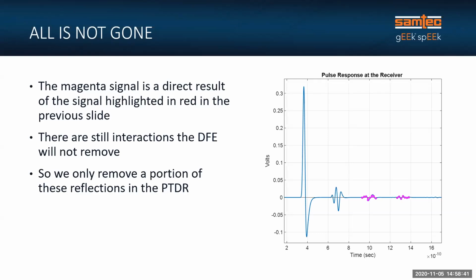And one thing to notice is, look at the size of those reflections compared to the main cursor. They're way down, so the effect is much smaller. So I just want to remove some of the effect of the TDR, of the pulse response, in the DFE range, in the reach of the DFE. I just want to remove some of that. I don't want to remove it all because there are effects from that. And moving forward, the next slide.